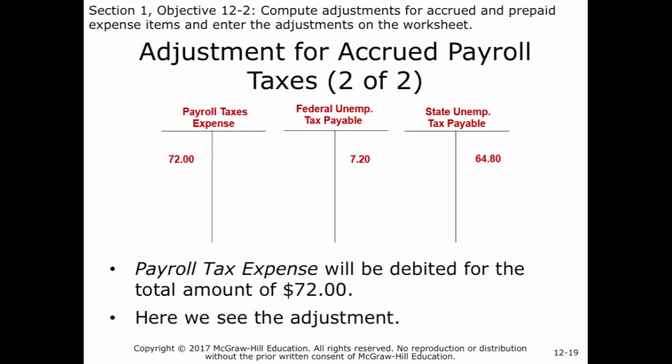Similarly, we would also adjust the federal and the state unemployment tax payable. Remember that the federal and state unemployment taxes are the FUTA and the SUTA, which we covered before. We would debit payroll tax expense for $72 and credit the federal unemployment tax payable for $7.20 and credit the state unemployment tax payable for $64.80. Again, we're just accruing it. We're not paying it, which is why it's going into a payable account.